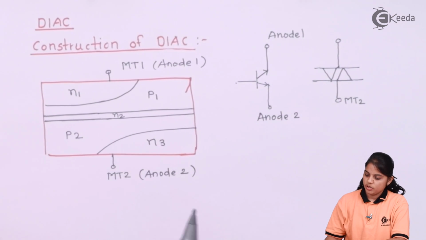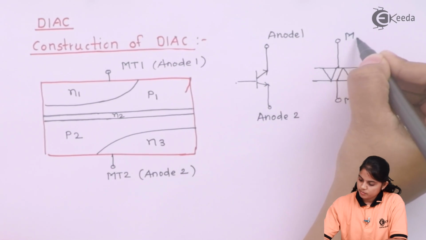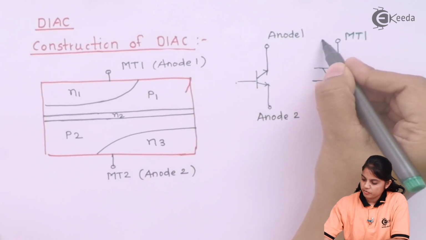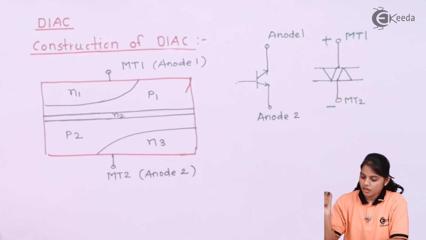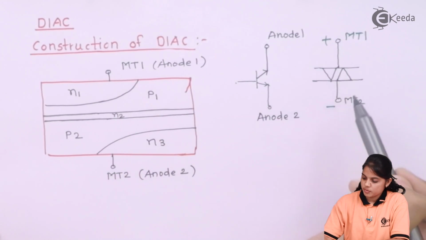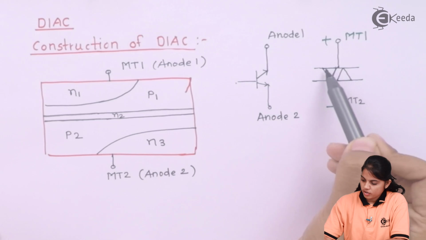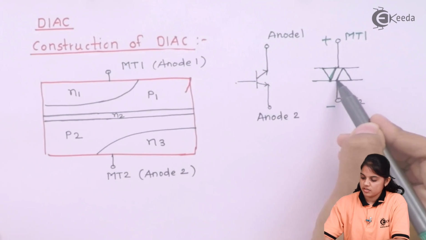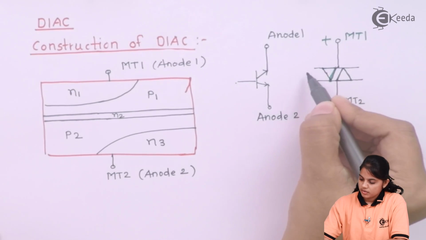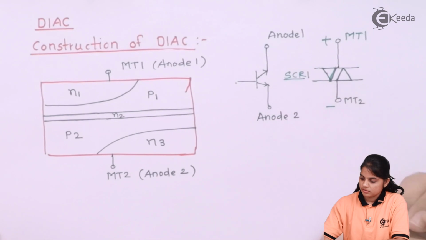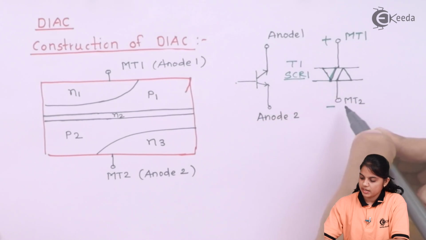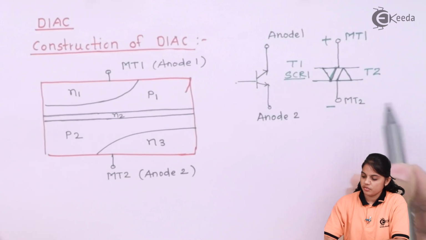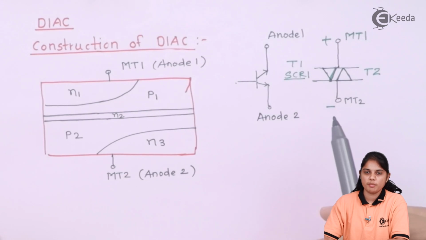Now let's see what happens. First I'll name this MT1 and this MT2. First I am making MT1 positive with respect to MT2. Now when MT1 is positive with respect to MT2, this SCR or diode structure will be forward biased, whereas this will be reverse biased. That means SCR1, or I can say thyristor 1, will conduct and thyristor 2 will be reverse biased. Whereas if I make MT2 positive with respect to MT1, the reverse phenomenon takes place.